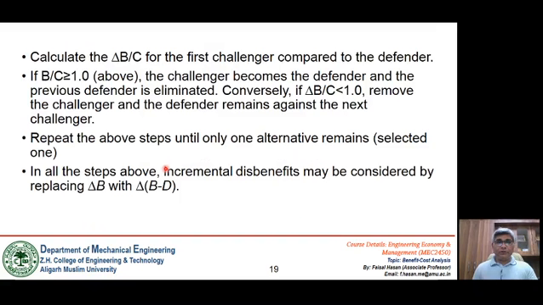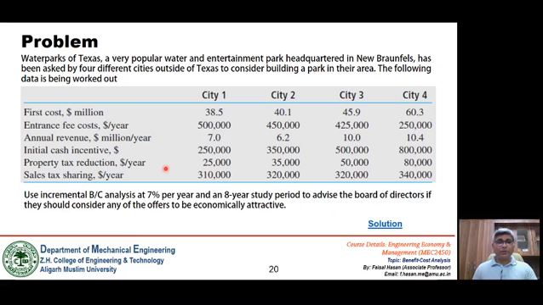It's better if we see it with the help of an example. Not going into the text, simply what is given is that a water park is to be established in any one of 4 cities. The associated costs are given. First cost is given, entrance fee cost is given, revenue is given, initial cash incentive is given, property tax reduction is given, sales tax sharing is given.